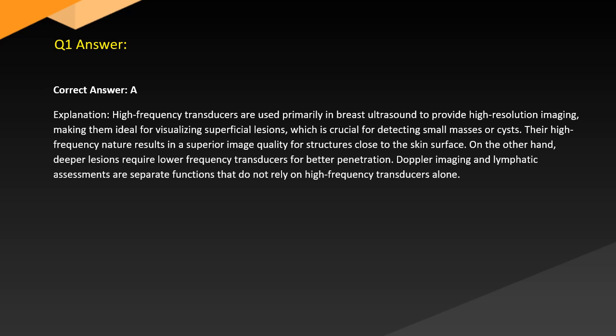Answer. Correct answer A. Explanation. High-frequency transducers are used primarily in breast ultrasound to provide high-resolution imaging, making them ideal for visualizing superficial lesions, which is crucial for detecting small masses or cysts. The high-frequency nature results in superior image quality for structures close to the skin surface. On the other hand, deeper lesions require low-frequency transducers for better penetration. Imaging and lymphatic assessments are separate functions that do not rely on high-frequency transducers alone.